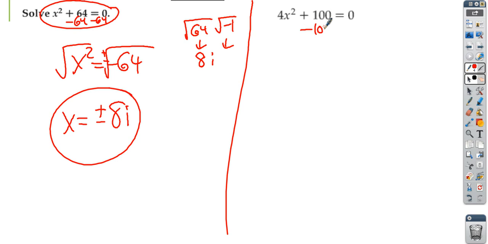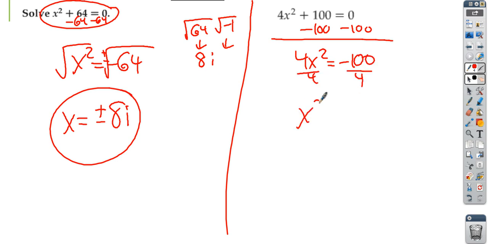Let's do this one. Divide by 100, subtract 100 from both sides. You get 4x squared equals negative 100. And we'll divide by 4. So x squared is negative 25. To cancel out the squared, we need to square root, and we put a plus or minus in front.